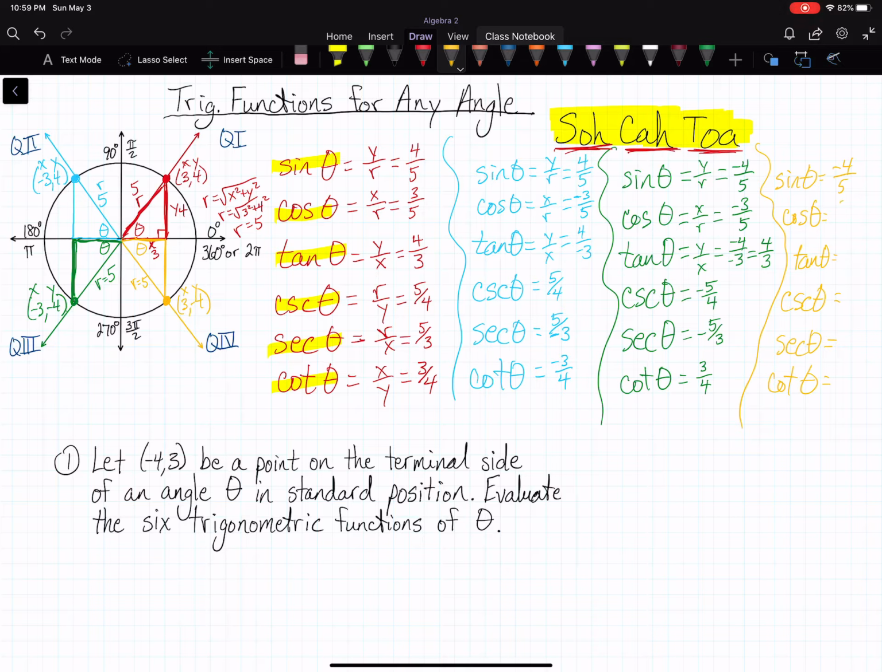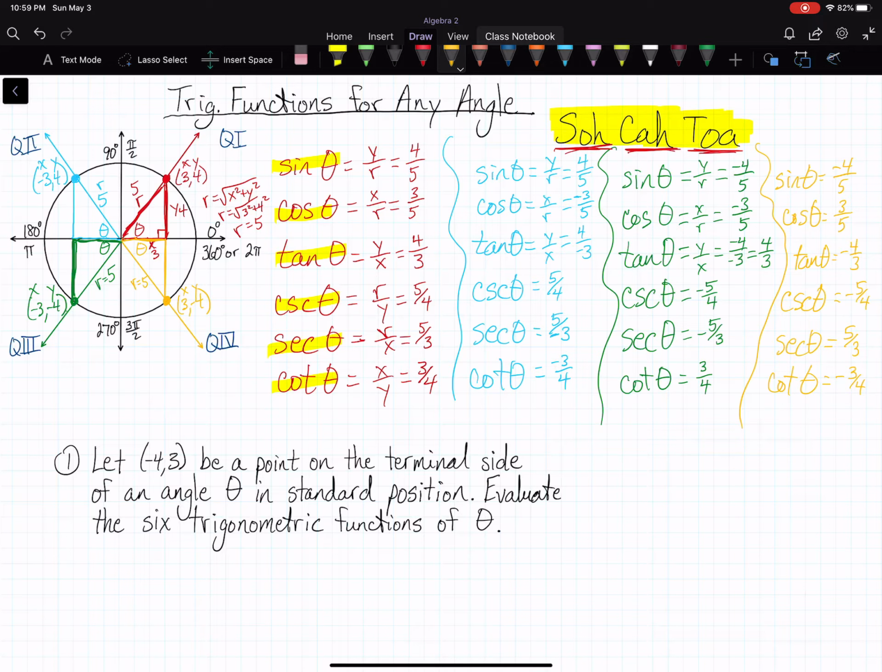Cosine is x over r, which is 3 over 5. Tangent is -4 over 3. Y over x. And then you just flip them. So -5/4, +5 over 3, and -3/4. And there you go.